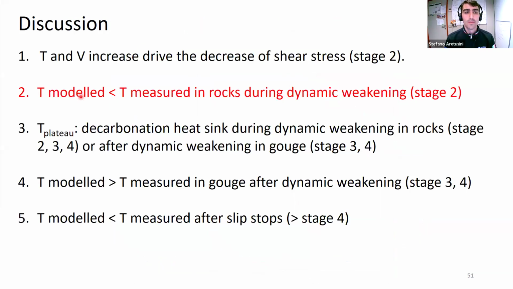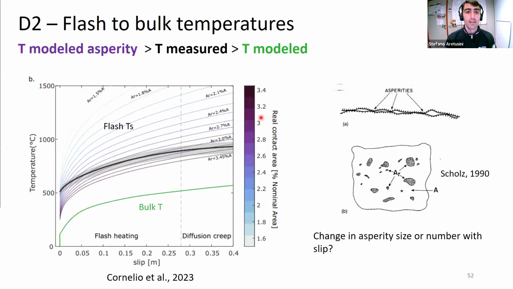If we go then observing in detail what's happening in dynamic weakening in rock experiments, during stage 2, we can see that the modeled temperature was actually lower than the measured temperature. And what's happening here is probably that the measured temperatures, in black here, are an intermediate value between the flash temperatures, here we have several estimates of flash temperatures with an increase of real area of contact, and the bulk temperatures obtained with numerical models with our starting hypothesis as discussed before.